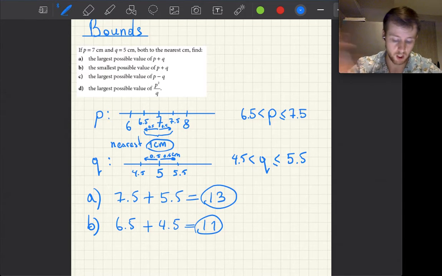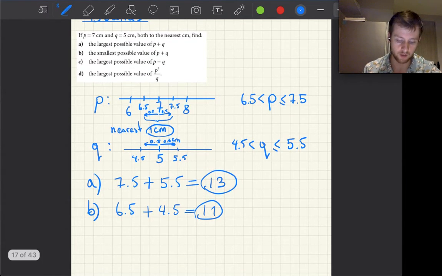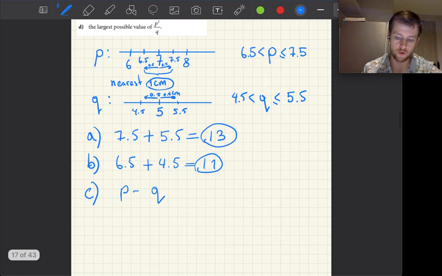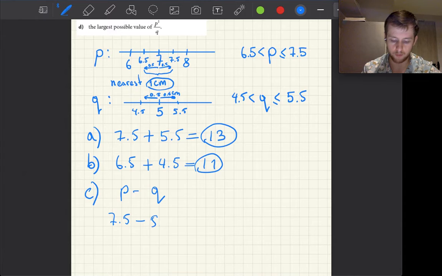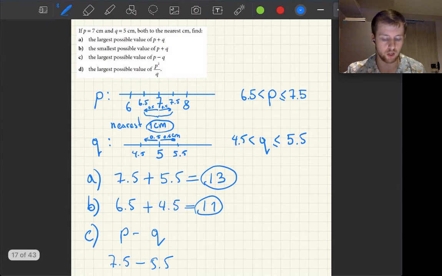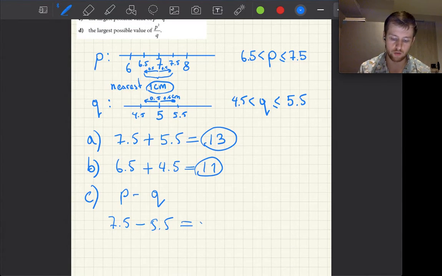Okay, so this is where the interesting part comes in, starting from C, the largest possible value of P minus Q, right? So you may think that what you have to do is take upper bounds for both of them. So we have P minus Q. You would probably want to do this, 7.5 minus 5.5. But actually, that's not how you do it. The largest possible value of P minus Q. So we would get 2.